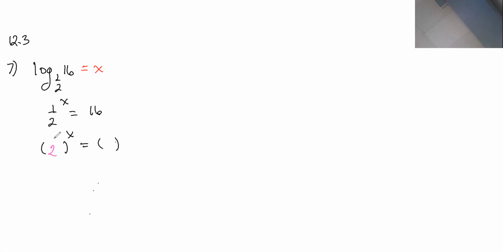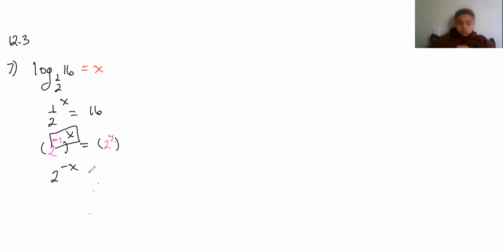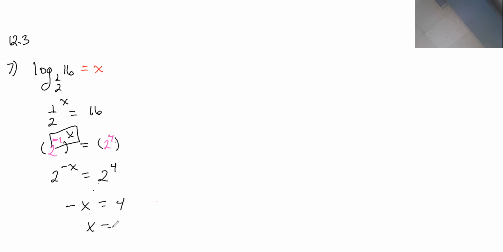2 to what power gives me 1/2? 2 to the -1. 2 to what power is 16? 2 to the 4th. And I am going to simplify. 2 to the -1x equals 2 to the 4th. They are the same, so I can drop the bases. What does x equal? -4. -4 is correct. Questions?